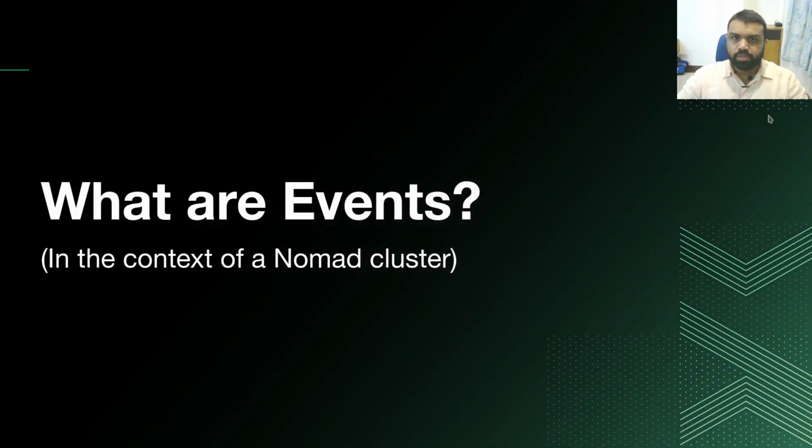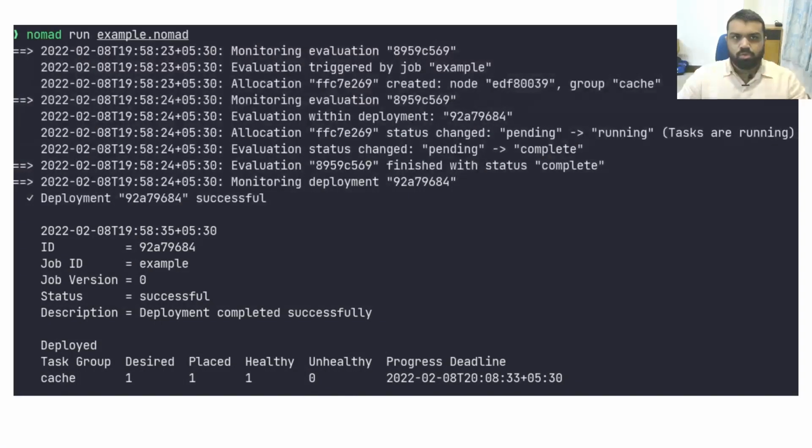So before proceeding to Nomad event stream, we need to have a basic understanding of what we mean by an event. This is an example of a Redis deployment where you can see certain key components transitioning their state from state A to state B. For example, allocation here went from pending to running, and evaluation status also changed from pending to complete. The deployment also became successful in the end.